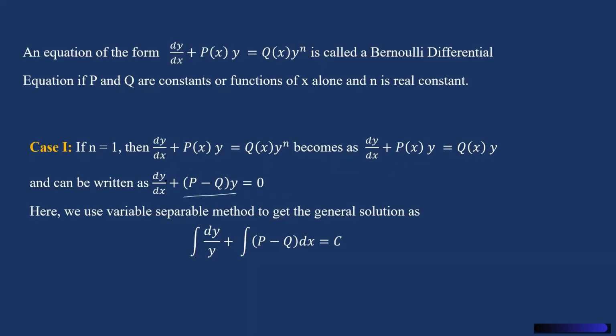Now, when it is this, we can easily separate the variables. Both p and q are functions of x, so this whole bracket is also a function of x only. When it is a function of x, we can easily separate the variables. When we separate the variables, as we did a few days ago, we can easily solve it. So when n is 1, there is no issue. But the problem comes when n is more than 1. That's how we call it a non-linear differential equation.